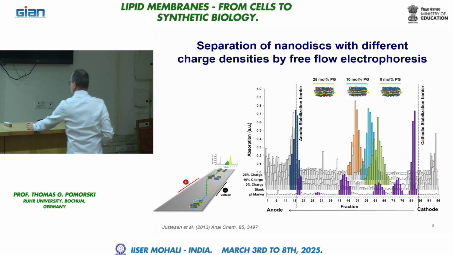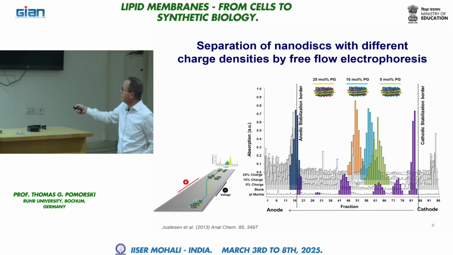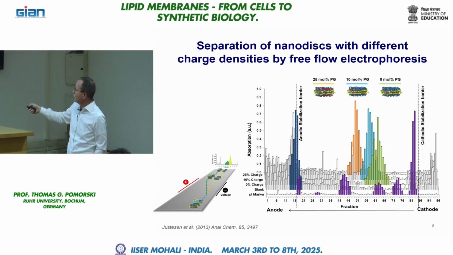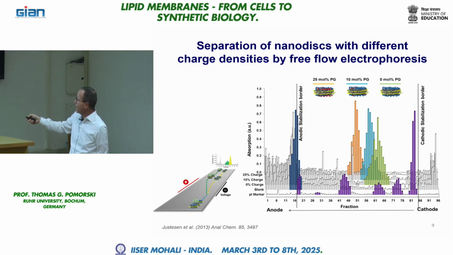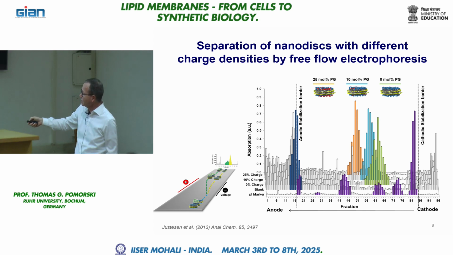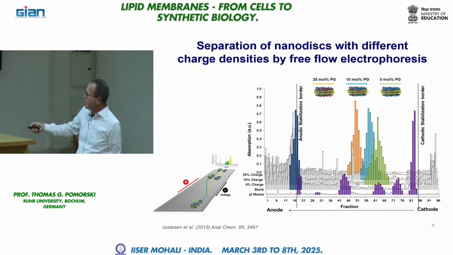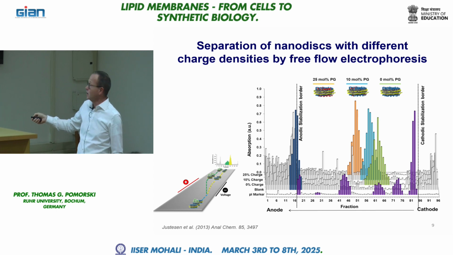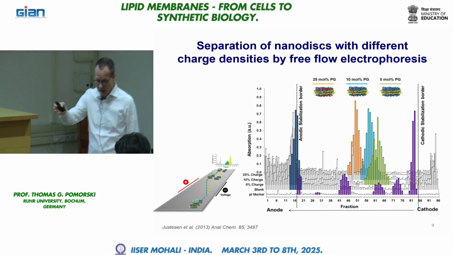Okay, so this is just shown here. Here we make different nanodiscs: nanodiscs that are not charged and nanodiscs that are very charged. And then in the end we always collected these fractions. And then you see, depending on the travel path, you can separate them. If they are uncharged, they hardly travel to the side, so they stay more like that.